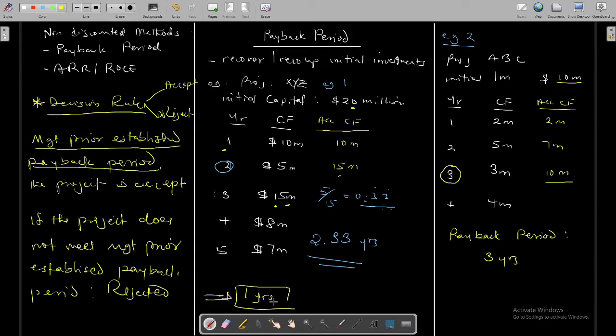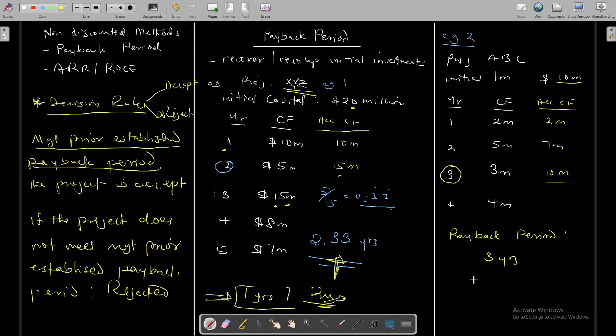So any project that does not recoup its initial investment in 1 year will be rejected. Let's take for instance this project XYZ. If management's prior established payback period was say 2 years, then this project will be rejected because its payback period is above 2 years, which is 2.33 years. Therefore, management will reject the project.